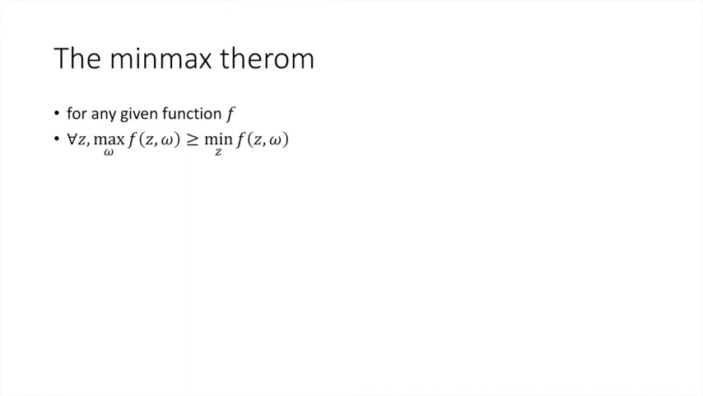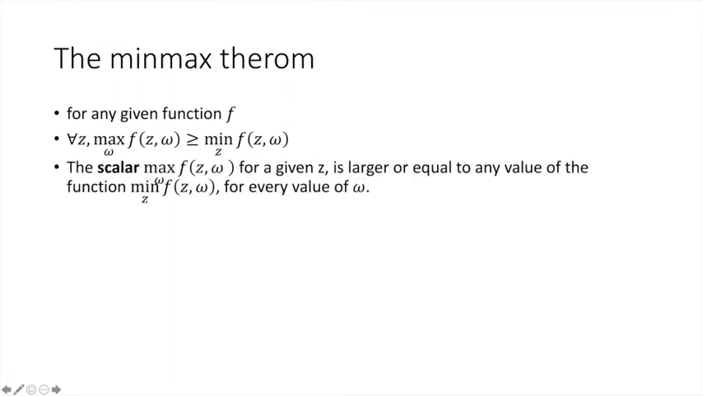The minimax theorem. For any given function f, for every z, max over omega of f(z, omega) is larger or equal to min over z of f(z, omega), meaning that any point of this function of z is larger or equal to any point of this function of omega. The scalar max f(z, omega) for any given z is larger or equal to any value of the function min over z of f(z, omega) for any value of omega.